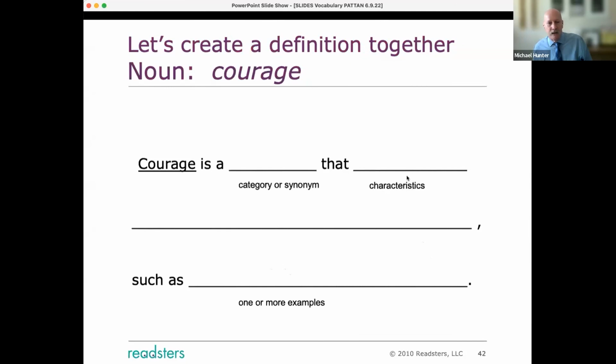Okay, we don't have time to do this, but just quickly think, if you had to define courage, now this is an abstract thing that's harder to do, but what might we say? Courage is a, anybody have an idea what category or synonym? Okay, virtue. Okay, it is a virtue. It's a trait. I like that. I would go with trait or characteristic.